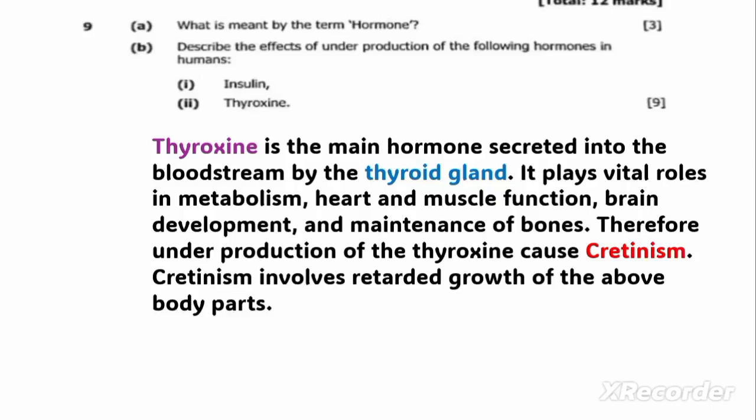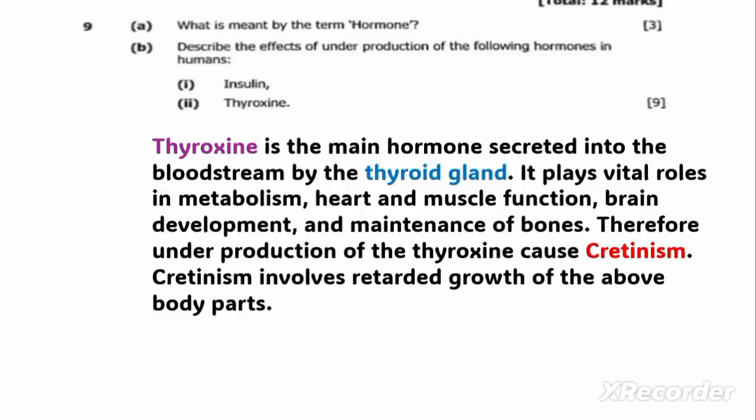So lack of thyroxine may also lead to swelling of the thyroid gland. The thyroid gland is found on the neck. When the thyroid gland is swollen, this condition is called goiter. So the swelling of the thyroid gland is called goiter. Therefore, underproduction of thyroxine may lead to goiter.